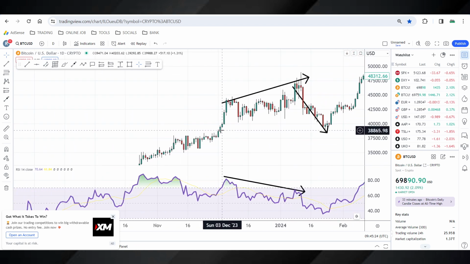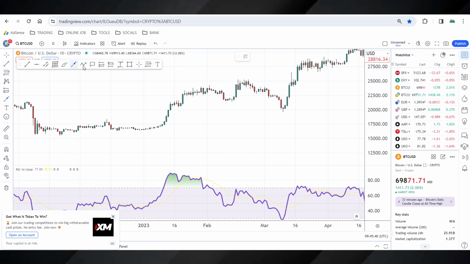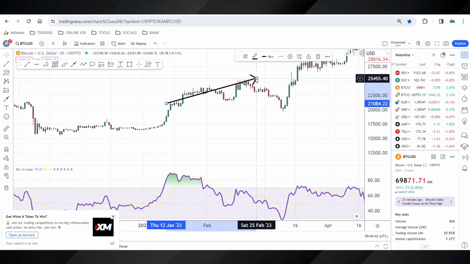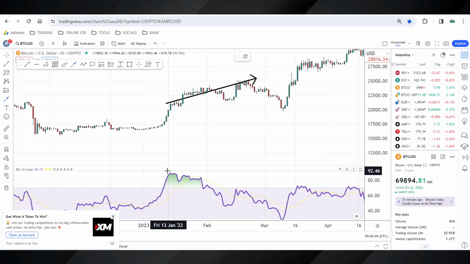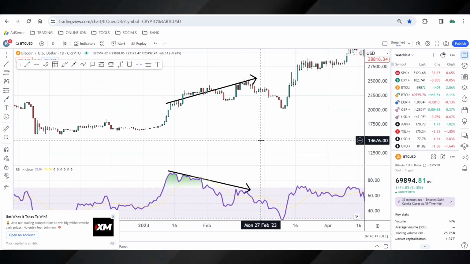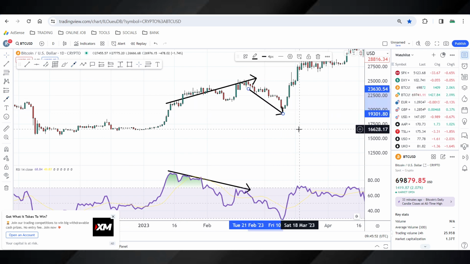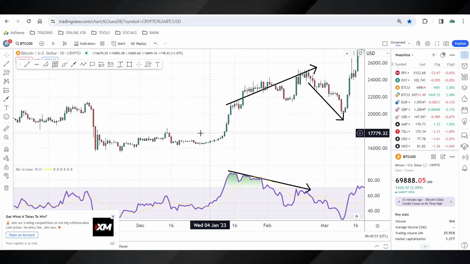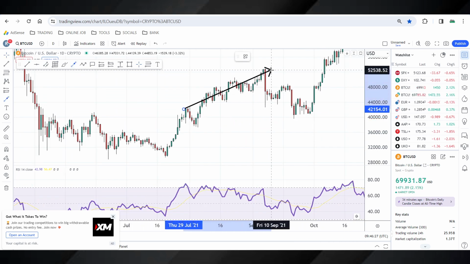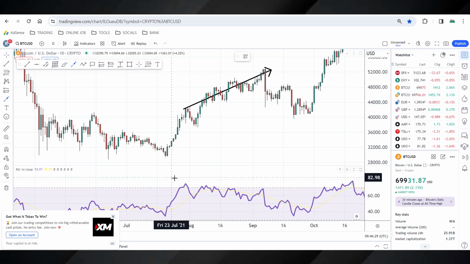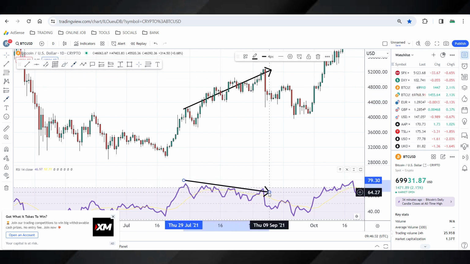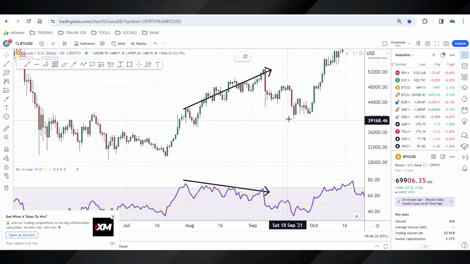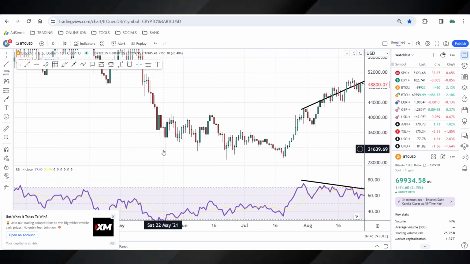Now let's try to find more. All right, so just like this one, the prices are going up while the RSI is going down. And what happened next? The prices of Bitcoin retraced back to the support levels. Okay, so another example. With this one, prices are going up while the RSI is going down. Okay, and what happened next? It retraces back again.